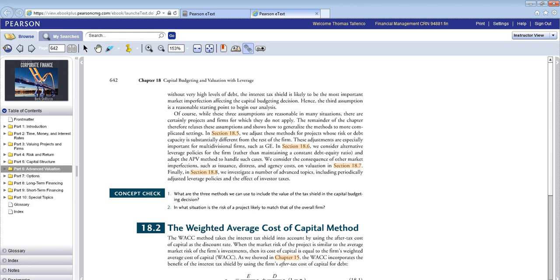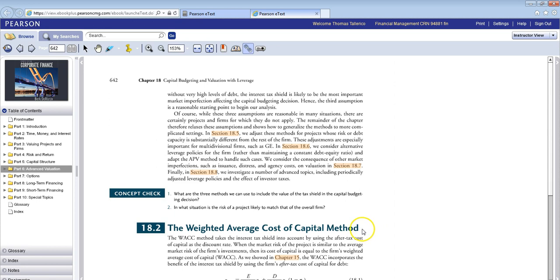So hello everybody. We're going to do chapter 18 tonight. And the important point about chapter 18 is we're going to learn about 3 different methods to value a project and to value an acquisition and find out what the cost is for each of them and what they're worth. And we're going to use 3 different methods tonight. The first one we're going to use is the weighted average cost of capital.